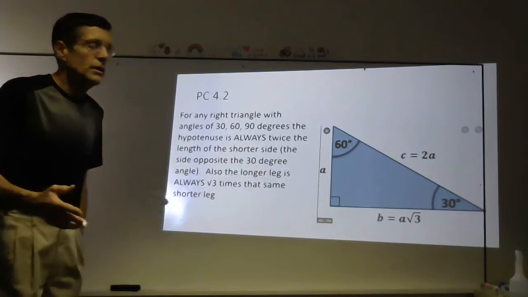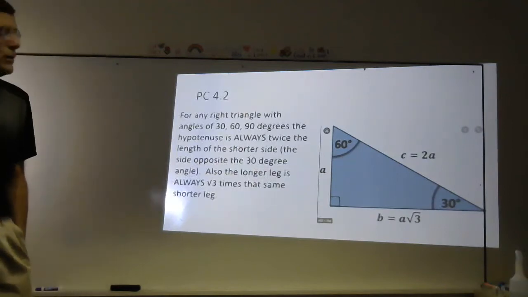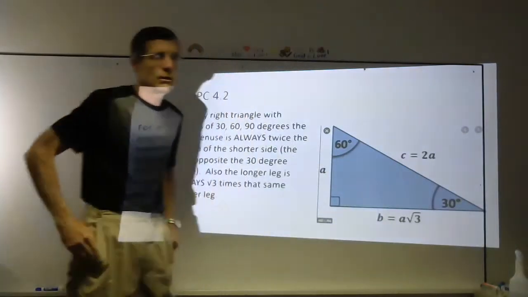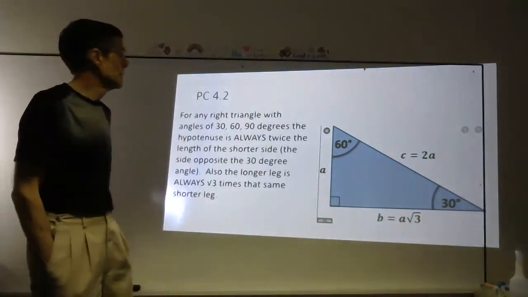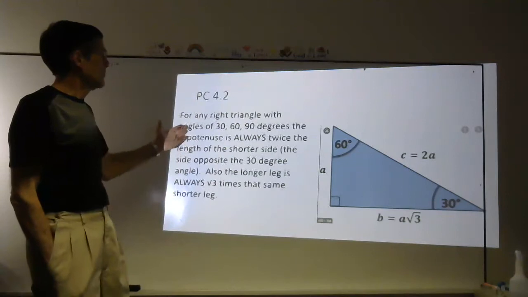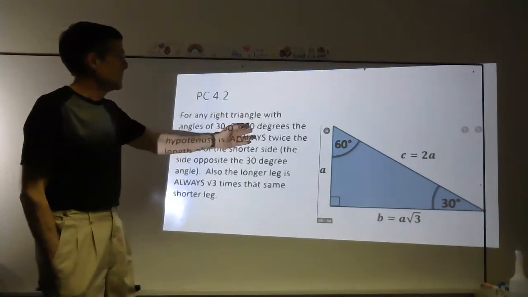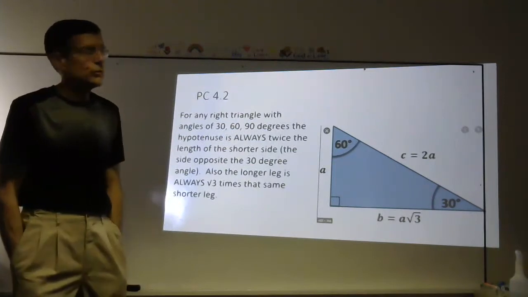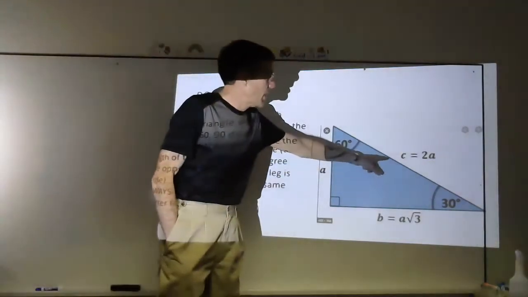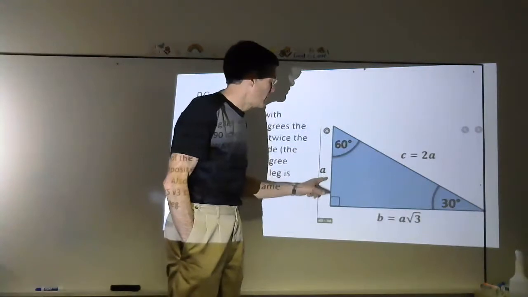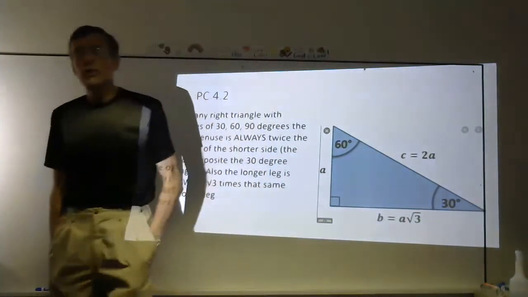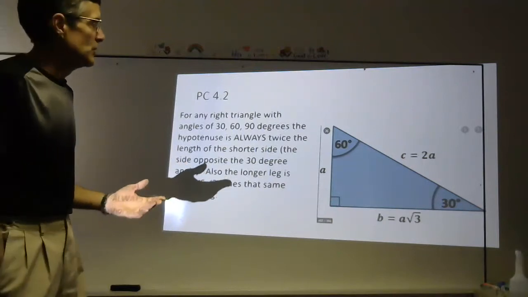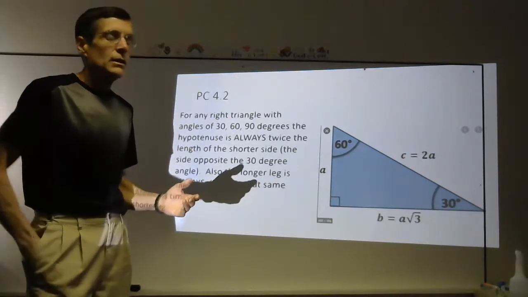Now, to get us started here, I want to consider a right triangle that has a 30-degree angle and a 60-degree angle, along with the right angle, okay? For any right triangle with angles of 30, 60, and 90 degrees, the hypotenuse is always twice the length of the shorter side, all right? The hypotenuse is always twice the length of the shorter side. And I picked the 30, 60, 90 triangle for that reason. It's much easier to talk about.